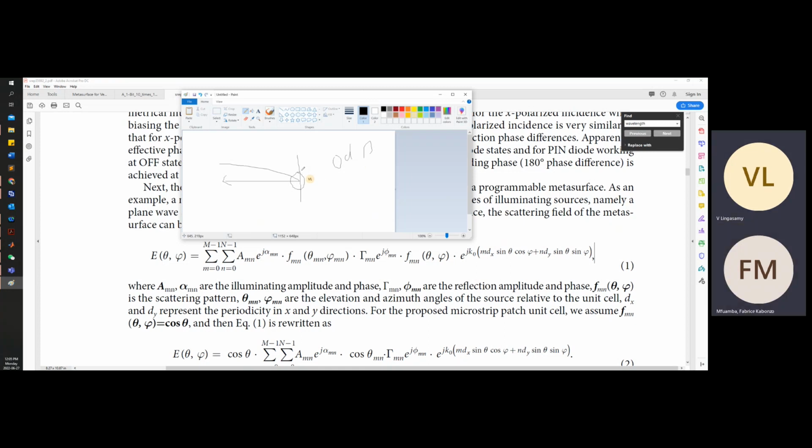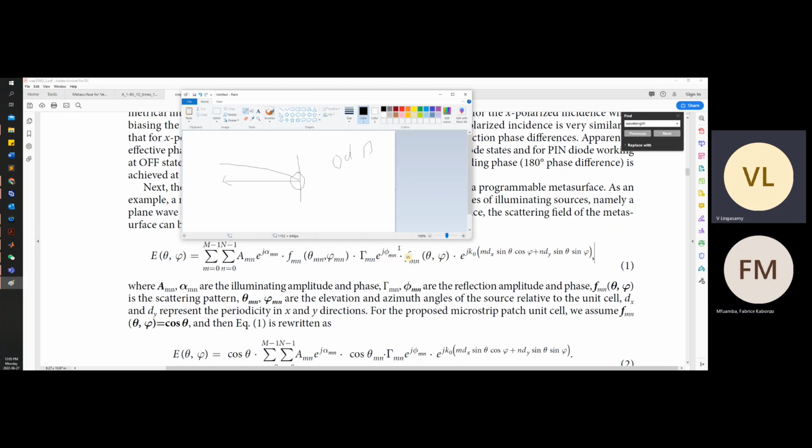If there is any loss, I have to account for it, and I am doing that with this gamma mn. For example, I may have 10% loss, or in terms of dB, 1 dB, 2 dB, or 3 dB. But that will not be acceptable. Maybe 0.3 to 0.5 dB they will accept. So loss will be there, and also phase.